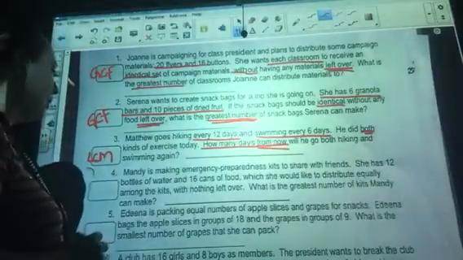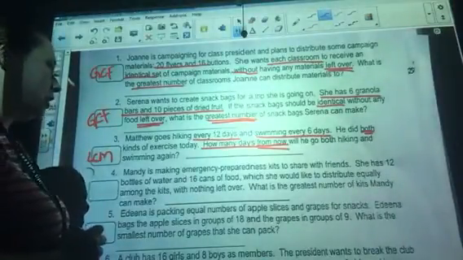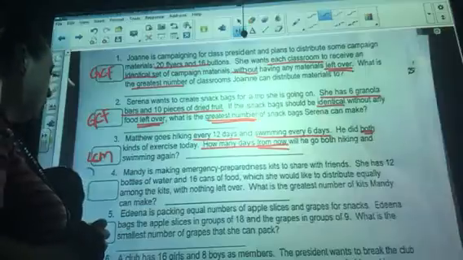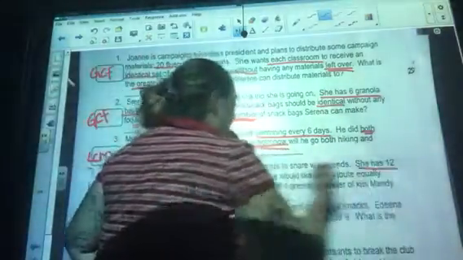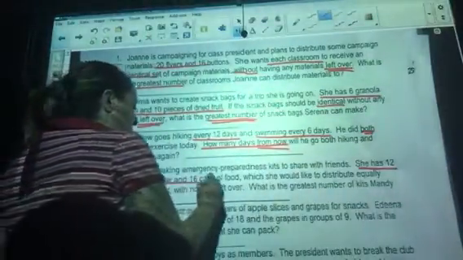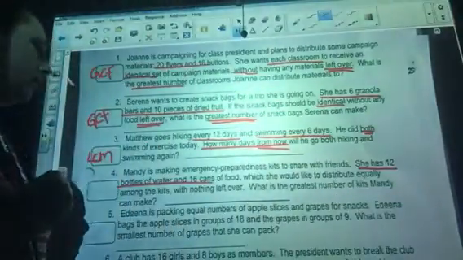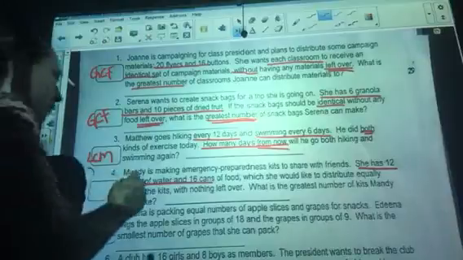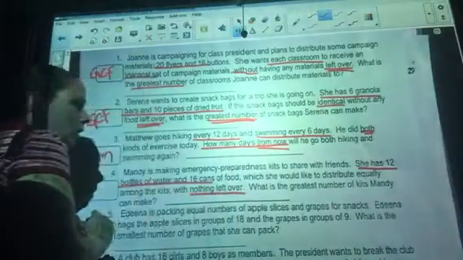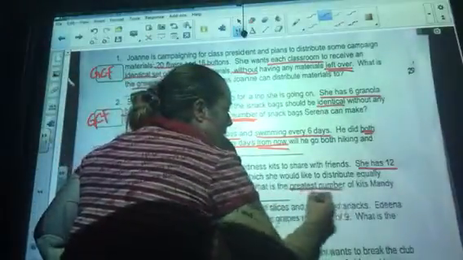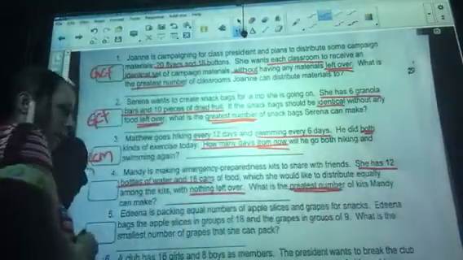All right, number 4. Mandy's making emergency preparation kits to share with friends. She has 12 bottles of water and 16 cans of food. Here's what she has. This should start giving you a hint right away. She would like to distribute equally among the kits with nothing left over. Seeing these keywords? What's the greatest number of kits Mandy can make?